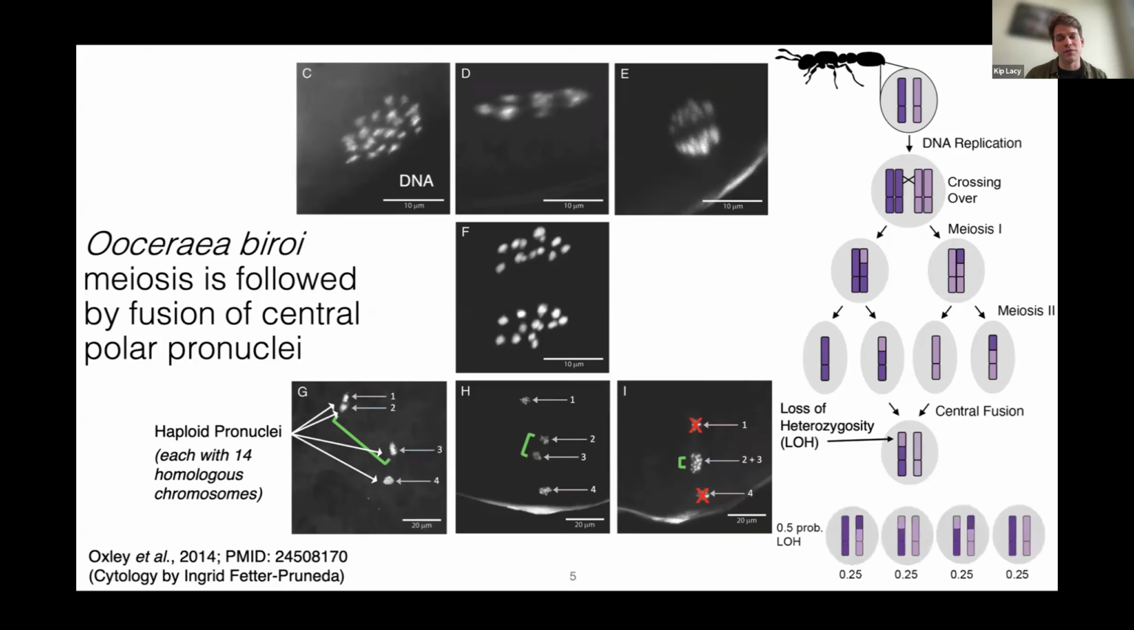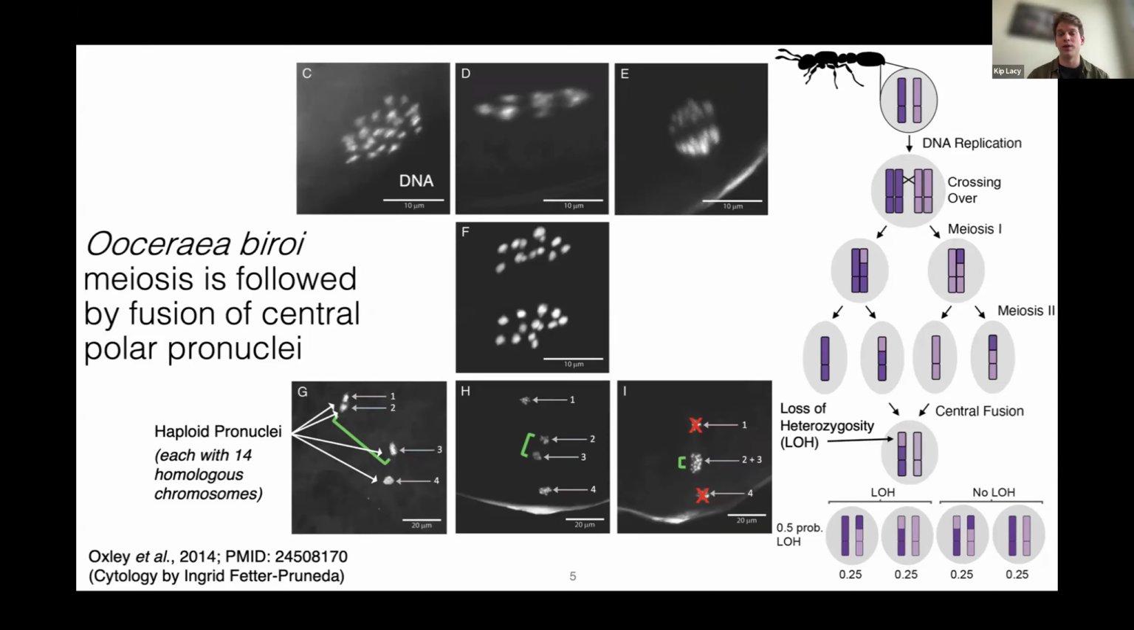If you just draw out all of the possible inheritance outcomes, there's 4, and you expect them with equal probability because of Mendelian or random chromosome segregation. 2 of those lead to loss of heterozygosity, and 2 of them don't, meaning that for any one crossover, you should expect 50% of the time to lose heterozygosity. And that's always seemed to me like a really steep cost.